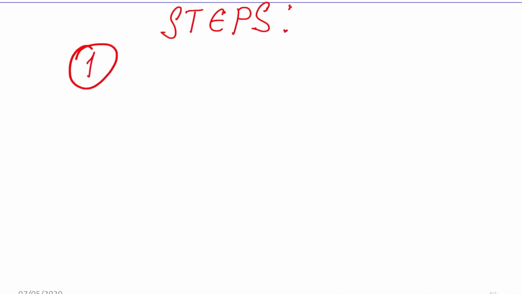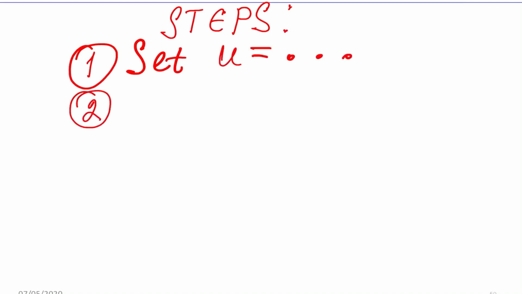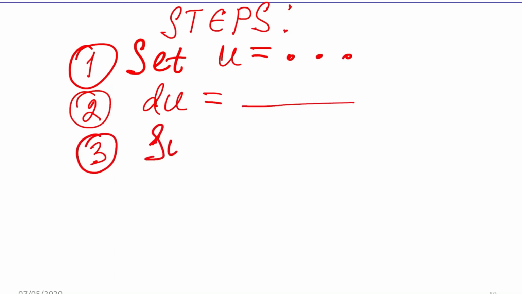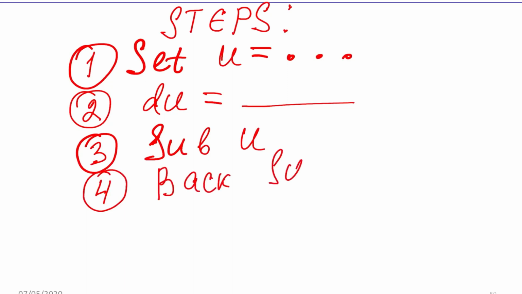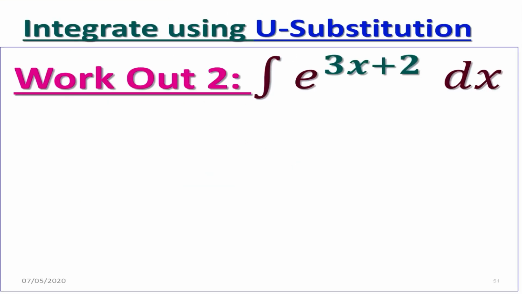Alright. To summarize, let's just list out the steps. The first step, set your u. The second step, find du by differentiating this expression. The third step, substitute u and du into your integral. And the last step, back substitute. So rewrite everything in terms of x, the original variable.